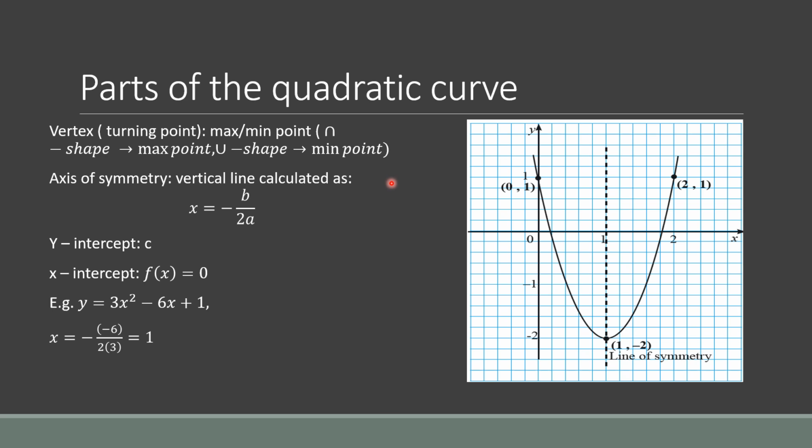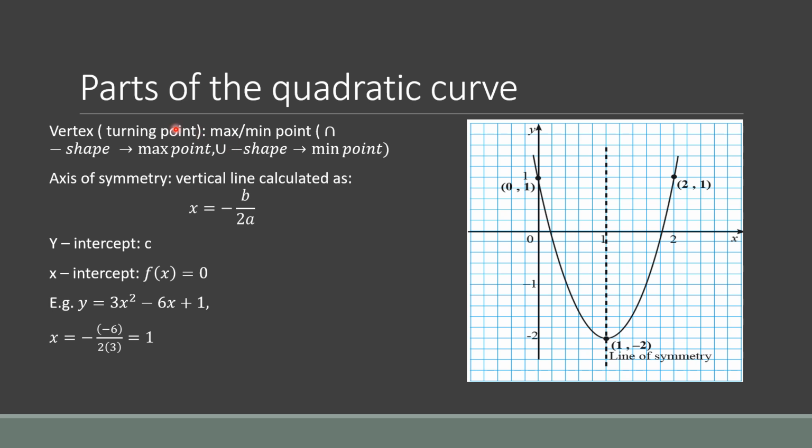Now, let's look at the parts of the quadratic curve. So we also have another graph of a quadratic curve in this form. What are the parts of this graph? We have the vertex, and the vertex is known as the turning point of the graph. And when you look at this graph, this particular point here becomes the vertex or the turning point.